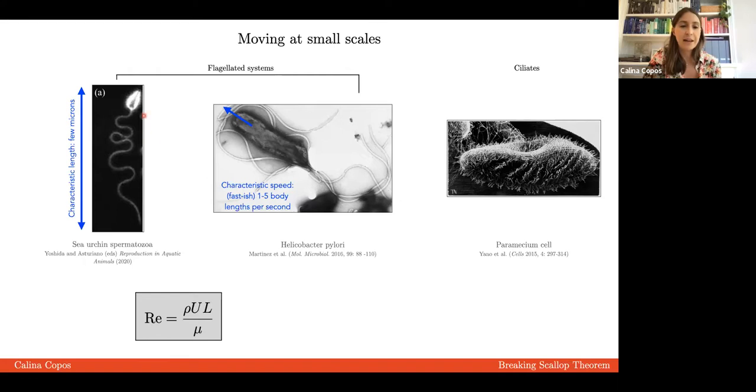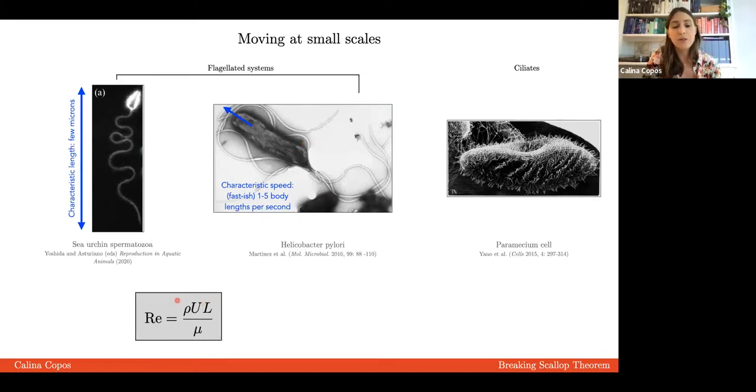Here you're looking at sea urchin spermatozoa, one of my favorite bacteria, Helicobacter pylori, H. pylori, the cause of stomach ulcers and stomach cancer, and Paramecium, that has a bunch of flagella on the exterior. These cells not only are small, but they move slowly. At their fastest, they move maybe a few body lengths a second. Eukaryotic cells or mammalian cells, which we focus on in metastatic cancer, move even slower than that.